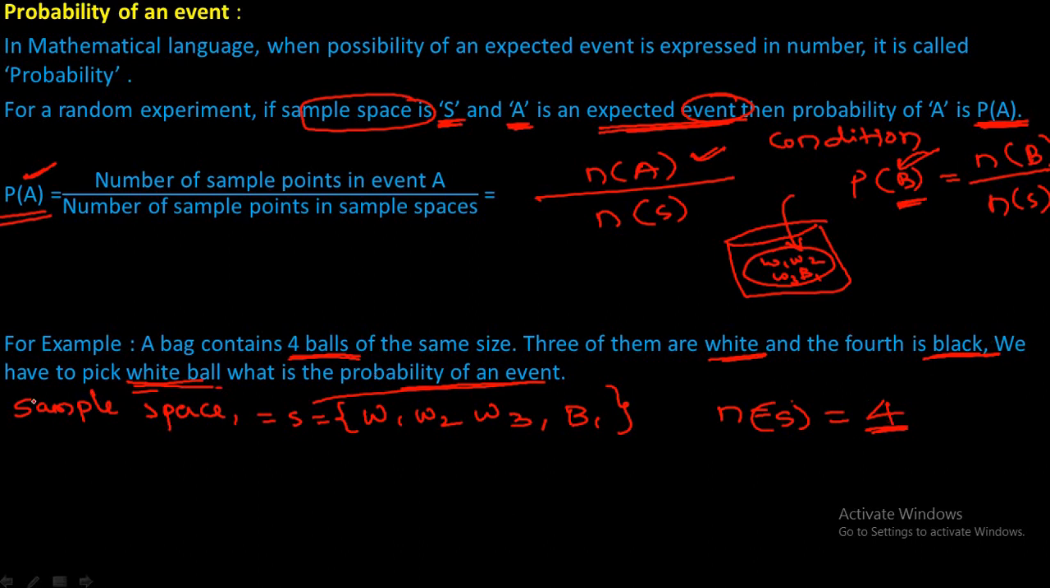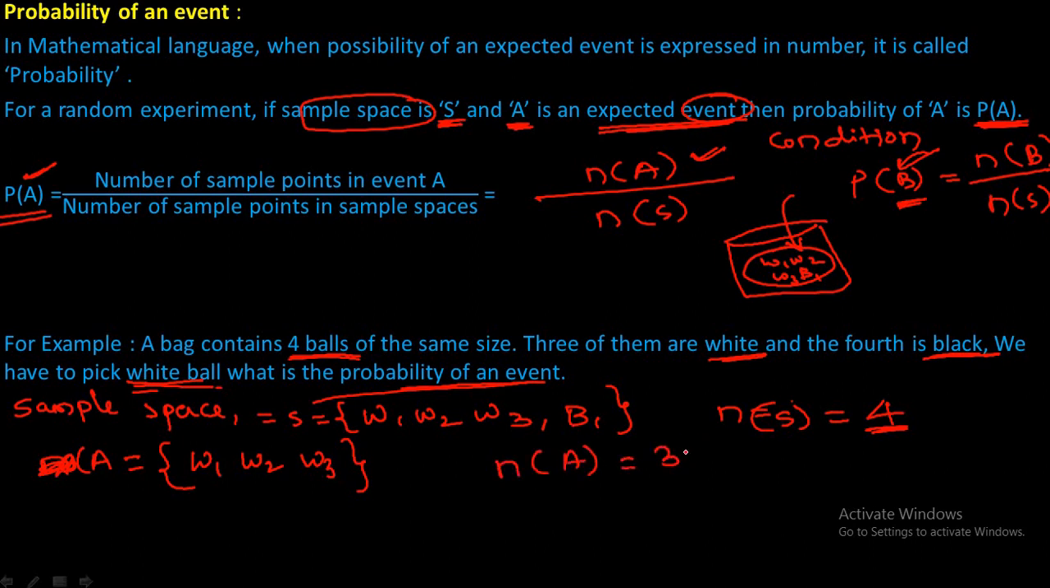Now they have given the condition. We have to pick a white ball only. So the condition we can write as event A. You have to pick a white ball only. So the black ball you have to remove, only white balls, and the possibilities are only three. Because there are three white balls and you are picking only one white ball. Which are the possibilities? W1, W2 and W3. So the black ball is not a possibility. So N of A is how much? N of A is equal to 3.